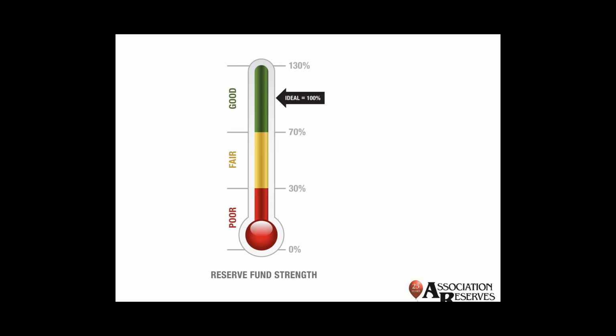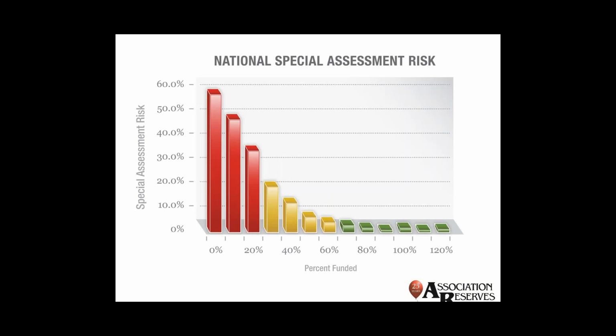Moving on, the middle range, the yellow zone, is 30 to 70%. Most associations are in this middle range. These associations have a moderate risk of special assessments and deferred maintenance. Not high, just moderate. And associations in the green range, 70 to 130%, are in what we consider the strong or good range. And notice that the 100% point is right smack in the middle of this range. And here's a chart that tells you why this is important.